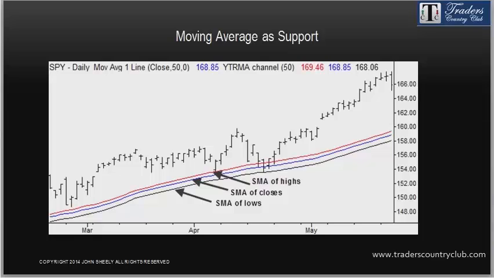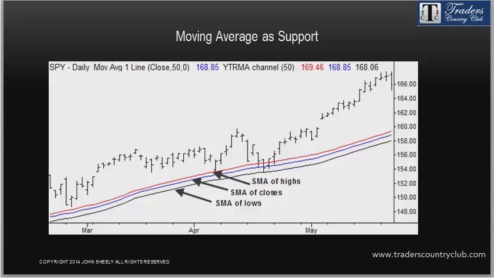I say price area because sometimes price can pass through a moving average to a small degree. One popular way to define this zone of support around the moving average is to plot three moving averages. One moving average of the highs, one moving average of the lows, and then the standard moving average of the closes. This establishes a range of prices for this zone of support, as I illustrate in this chart.